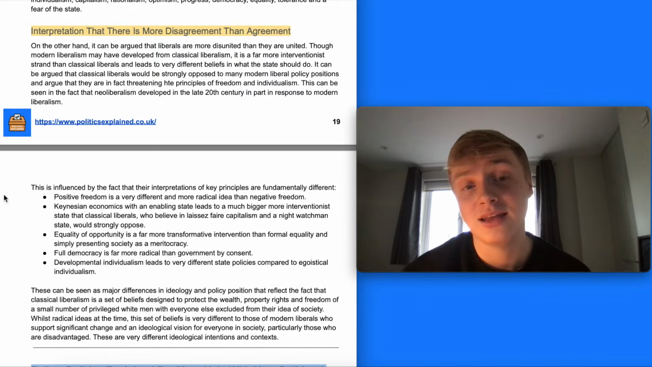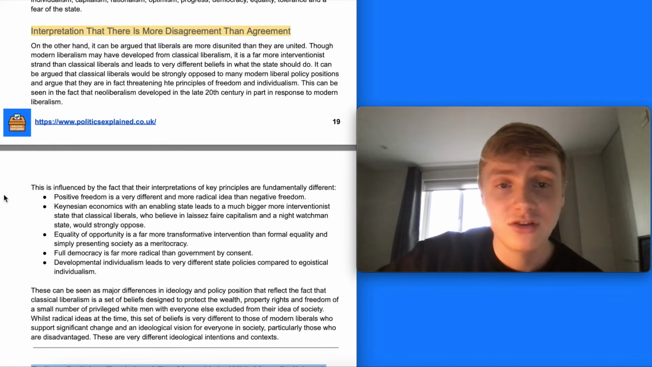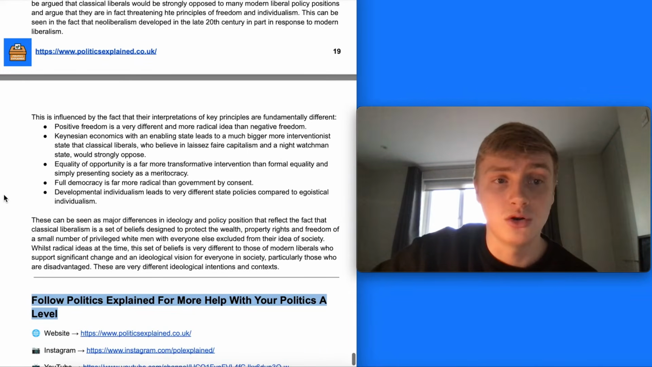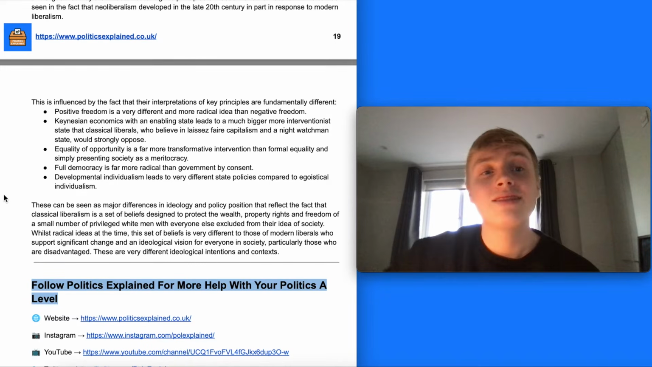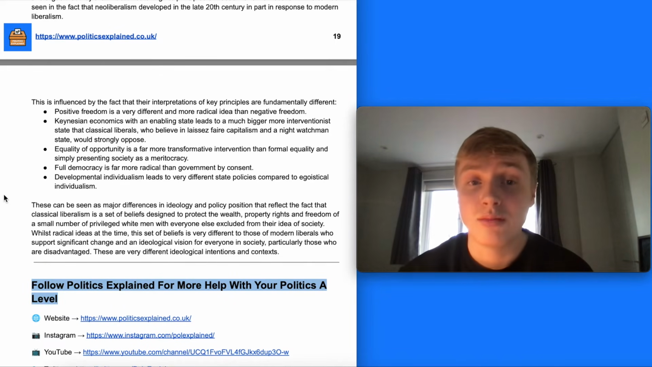And this can be seen in the development of neoliberalism in the 20th century, partly in response to modern liberalism. And this is influenced by the fact that their interpretations of key principles of liberalism are fundamentally different. So positive freedom is a very different and more radical idea than negative freedom.